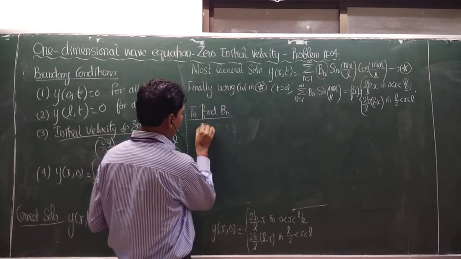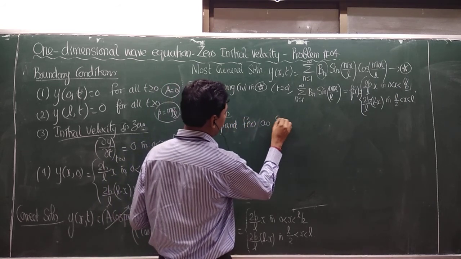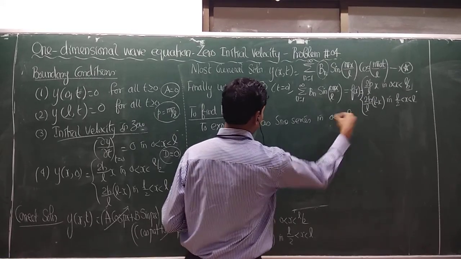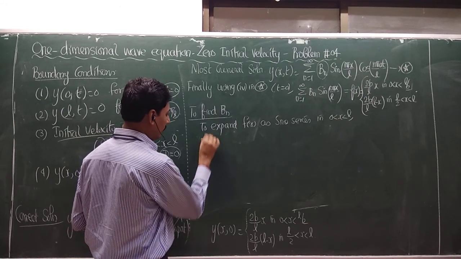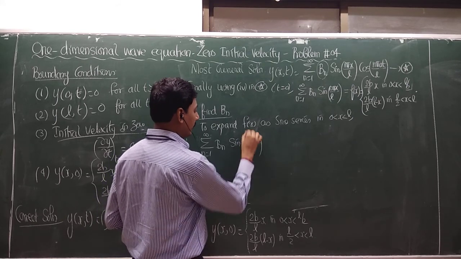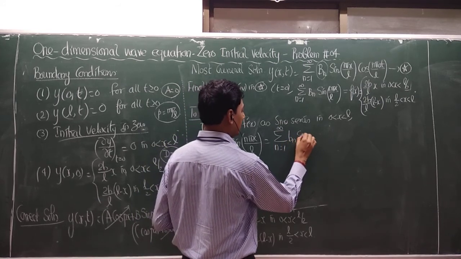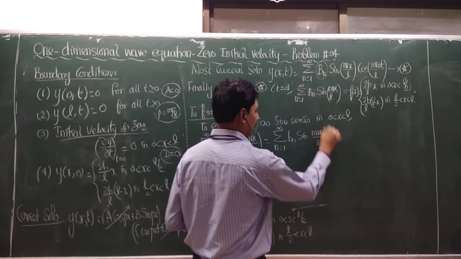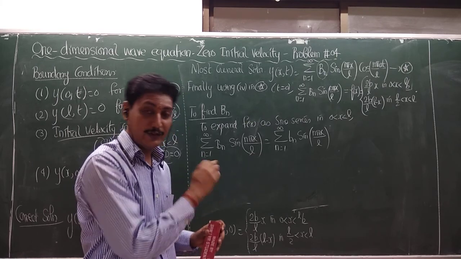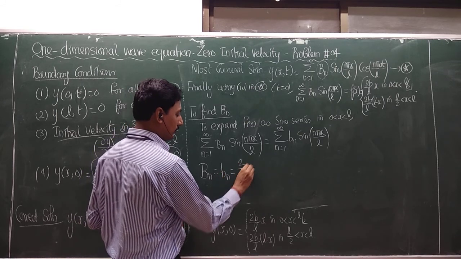Because to expand the left hand side f of x as a sine series in the interval 0 less than x less than l, the left hand side becomes sigma n equal to 1 to infinity capital Bn sin n pi x by l. Now I express f of x as half range sine series, sigma n equal to 1 to infinity small bn sin n pi x by l. Isn't it? Now we compare the like coefficients on both sides. We get capital Bn equal to small bn equal to 2 by L.